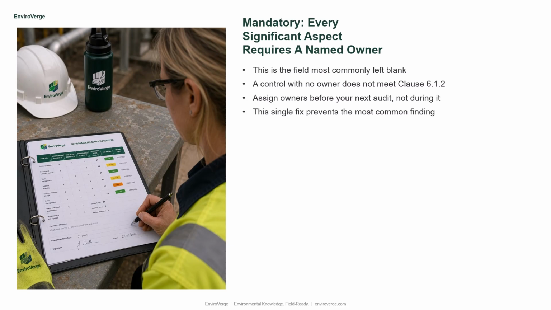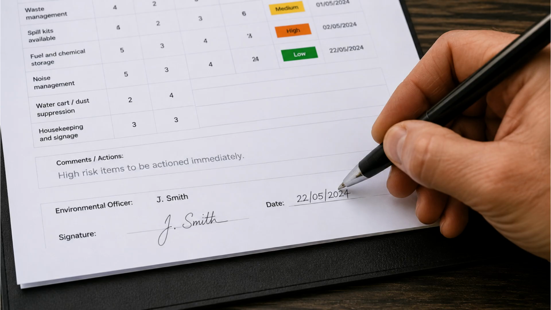One requirement is worth stating directly. Every significant aspect must have a named owner. This is the field most often left blank, and a control without an assigned owner does not satisfy Clause 6.1.2. Assign owners now, not during your next audit.